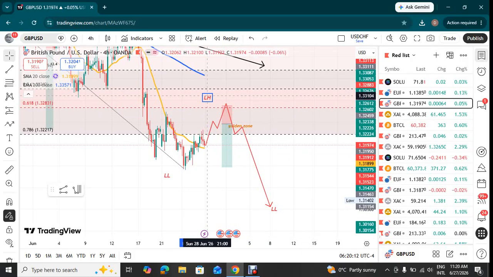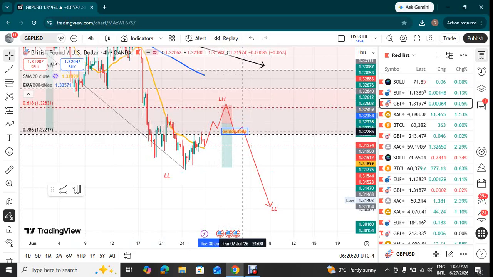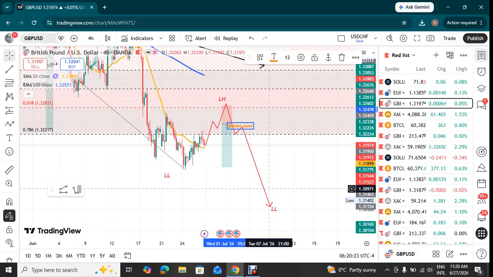So we want to see price come towards this high here, towards the 0.618 area. Then we will see price come down into our golden zone, criteria is checked, and we enter an entry towards the downside. So that's what we want to see.